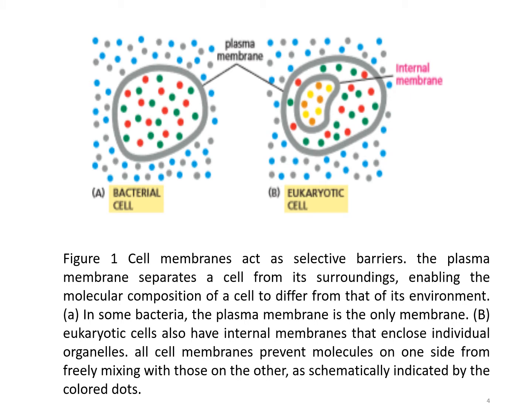As shown in this figure, the simplest bacteria have only a single membrane, the plasma membrane, whereas eukaryotic cells contain internal membranes that enclose intracellular compartments. These internal membranes form various organelles, including the endoplasmic reticulum, Golgi apparatus, and mitochondria.